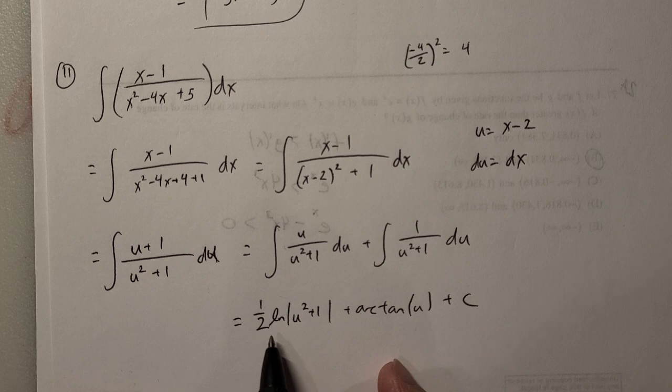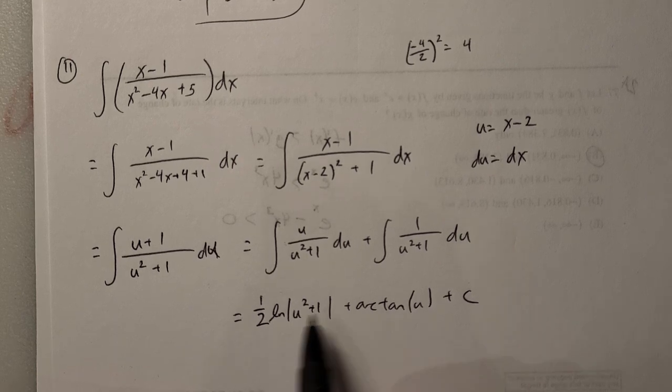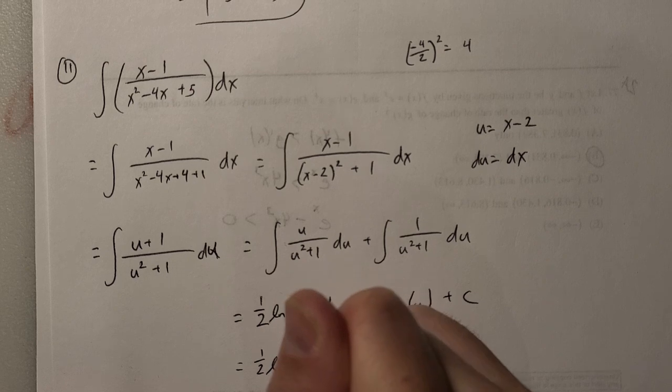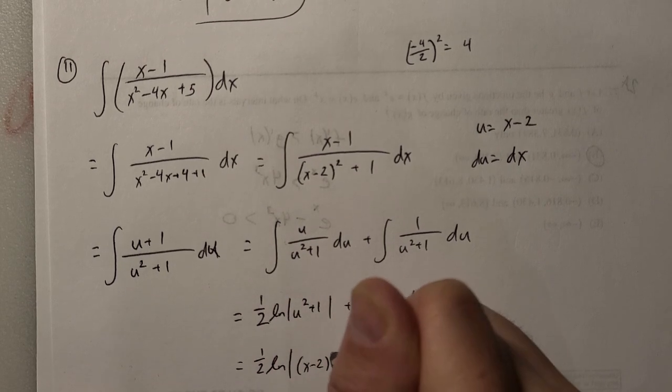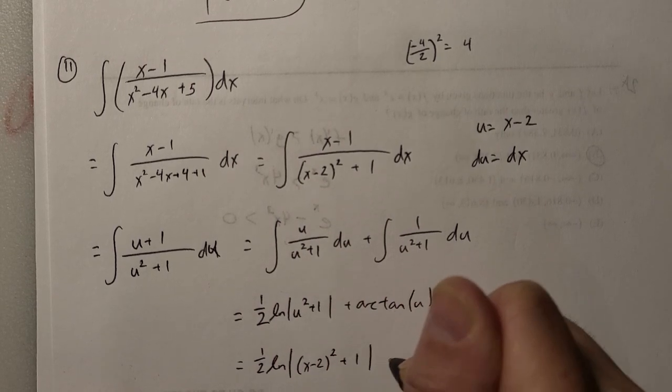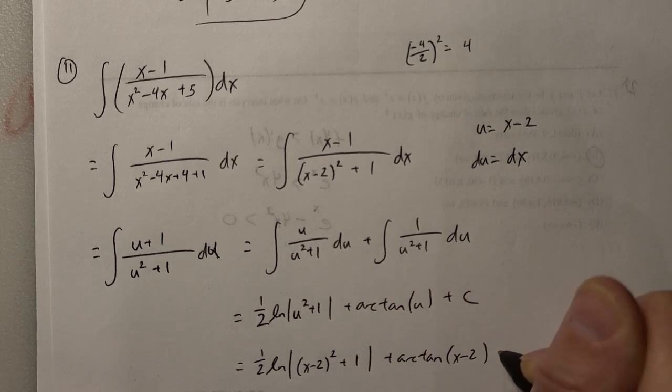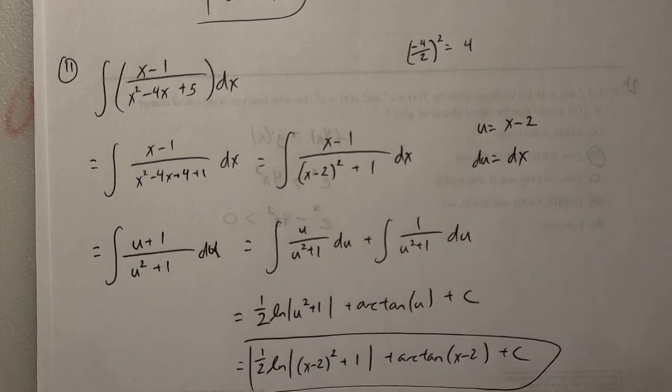Okay, let's double check. If we differentiate this, do we get back that? It'll be half times 1 over u squared plus 1 times 2u. That 2 from the chain rule, and this half would cancel, and we still have a u on top. So yes, that's right. Okay, so we have this. Let's back substitute. Half log of x minus 2 squared plus 1 plus arctan of x minus 2 plus C, and that's my answer.